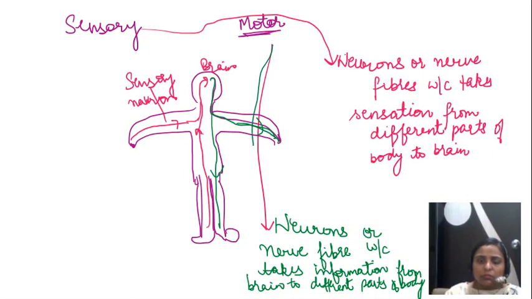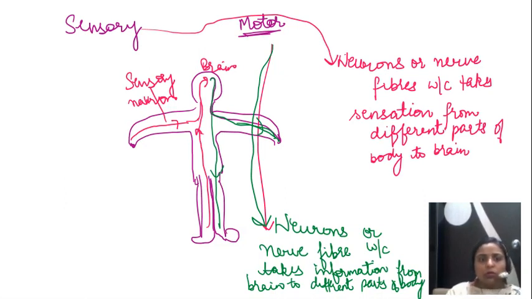Simple. Is it clear now? The sensory nerve fibers are the neurons or the nerve fibers which take the sensation from different parts of the body and send it to the brain. And the motor nerve fibers, whereas, are the neurons or the nerve fibers which take the information from the brain to the different parts of the body, right? So this is your fourth classification.